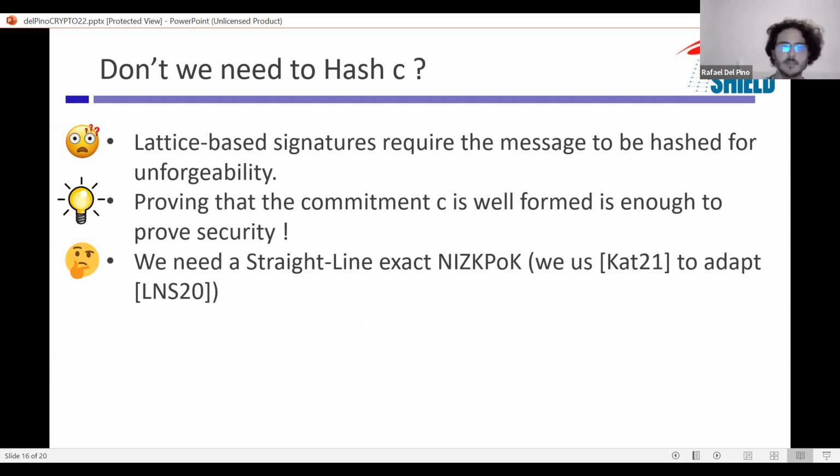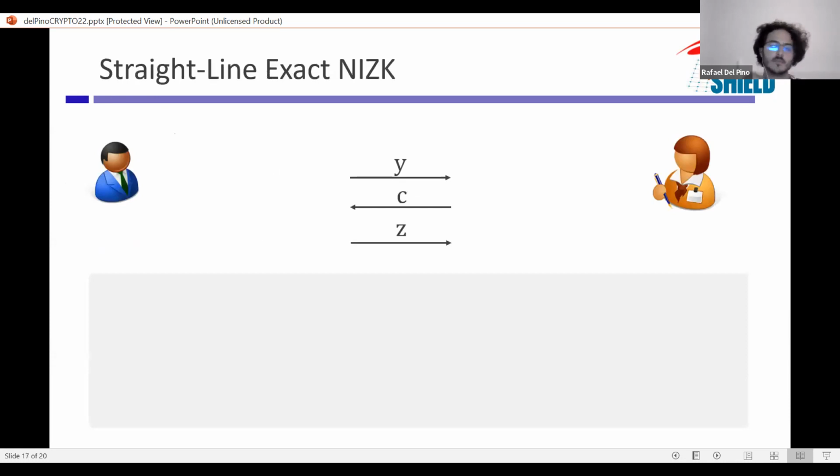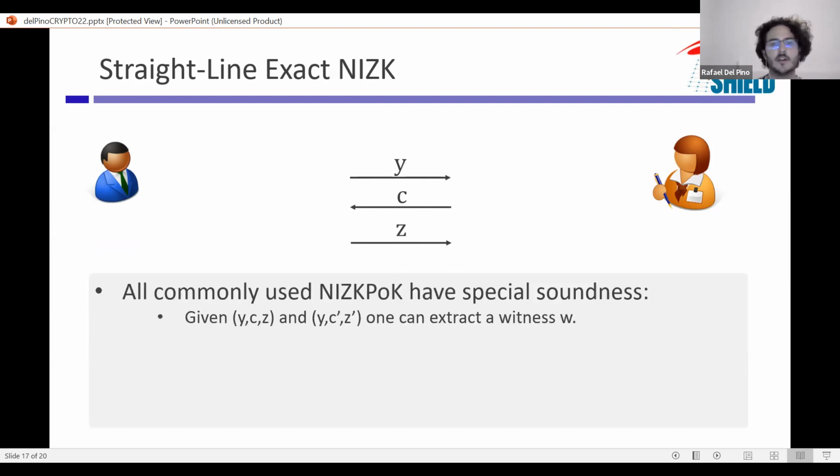So what does that mean? I will only consider Fiat-Shamir type of zero knowledge proof, in which we send a first transcript, which is the commitment, we get a challenge, and we send a response. Usually when we do Fiat-Shamir type of zero knowledge proof, we have special soundness, meaning that given two transcripts, (Y, C, Z) and (Y, C', Z'), we can extract a witness.